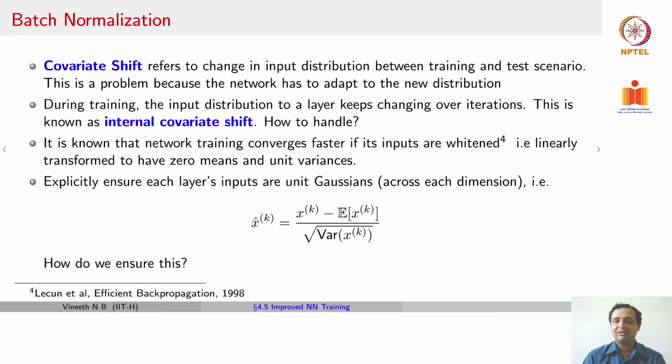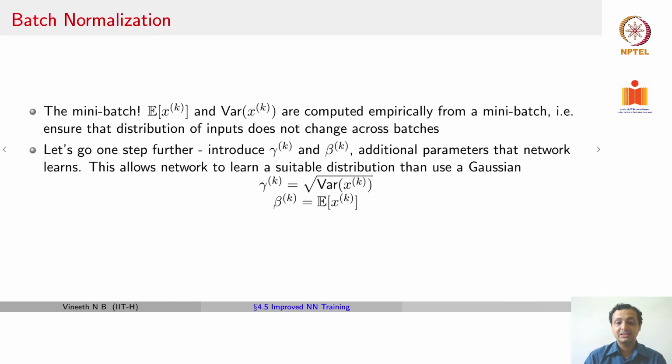We know that a network trains well when its inputs are whitened or normalized. They are linearly transformed to have zero means and unit variances. Can we now do something to also have a similar effect in each layer? Can we make each layer also a unit Gaussian? That's not in our hands entirely because it depends on the weights. But how do we achieve such an effect? The answer to this is we could do this by considering a mini batch.